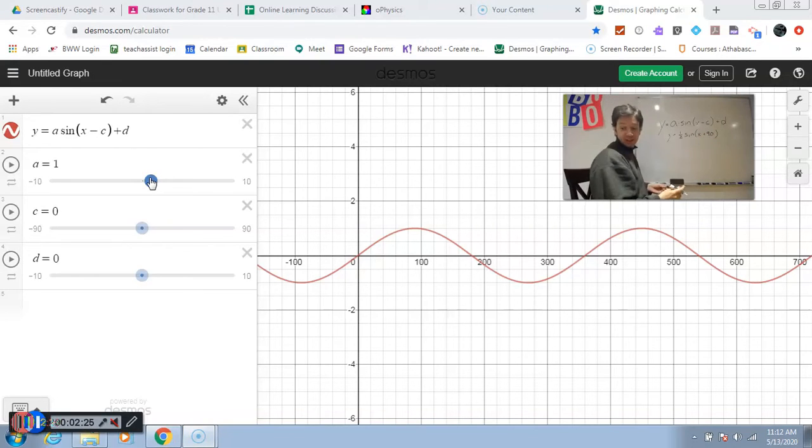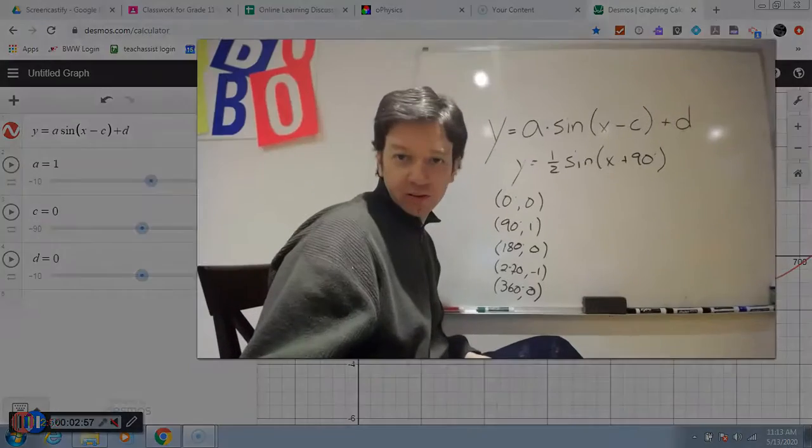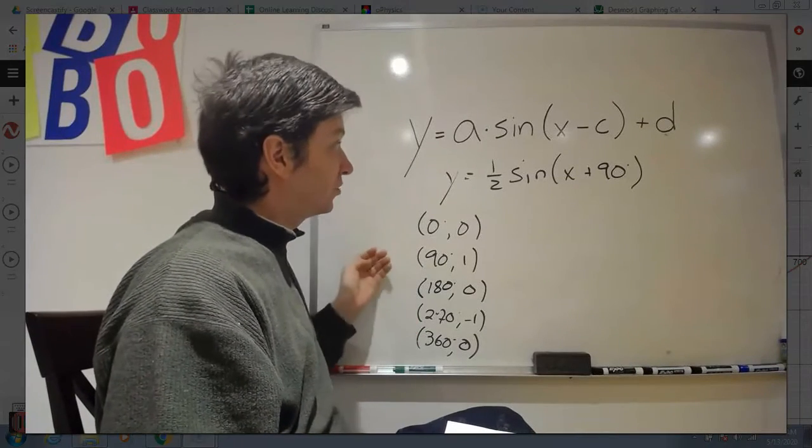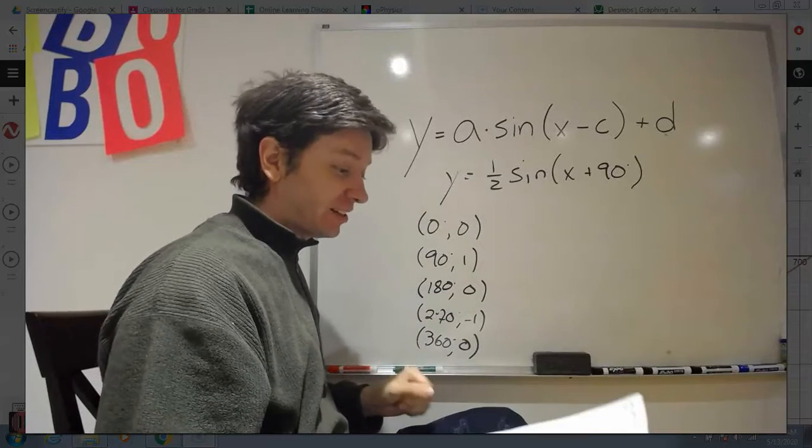Now we're still going to have our 5 points. If you remember your 5 points, they're right there on your sheet. 0, 0, 90, 1. These are for just y equals sine x. 180 and 0, 270, -1, and then 360 and 0. Okay, let me make this big, sorry. All right, so these are our 5 points from y equals sine x that we need to transform to get 1/2 sine x plus 90.